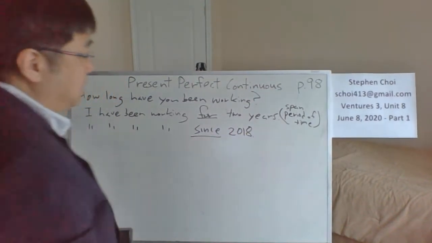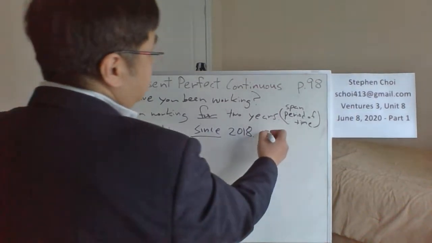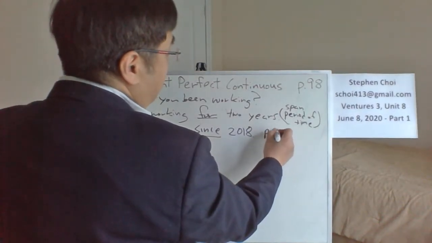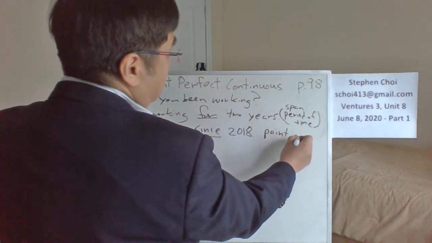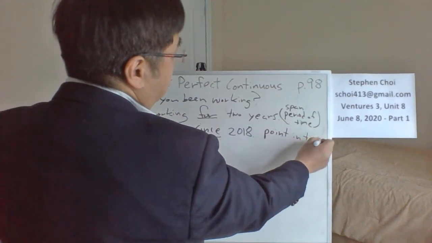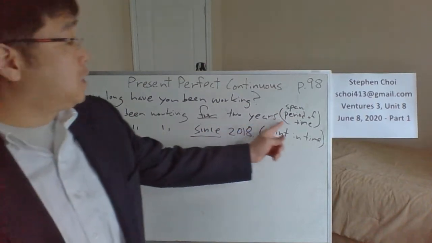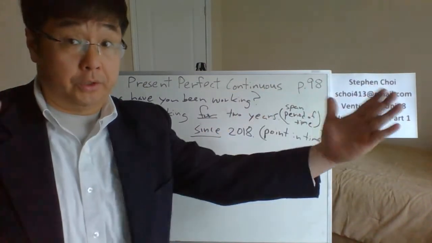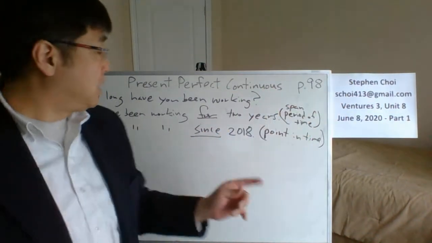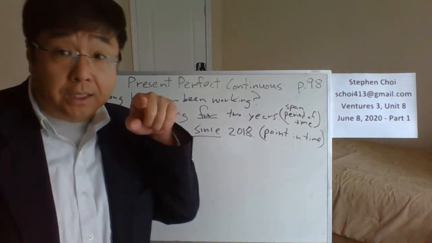2018, for example. Okay, so what is that? That is a point in time. Okay, that's a point in time. I have been working for 2 years. That's a period. 2 years is a period or span of time. Since 2018, that's a point.